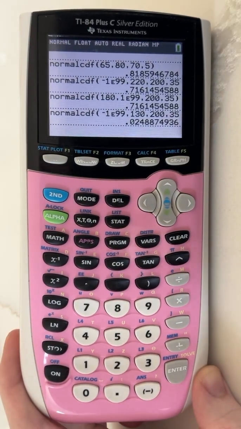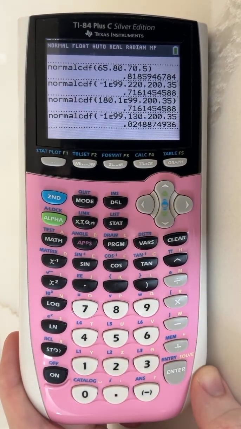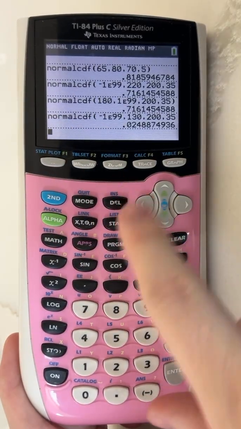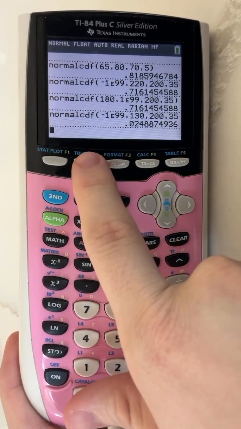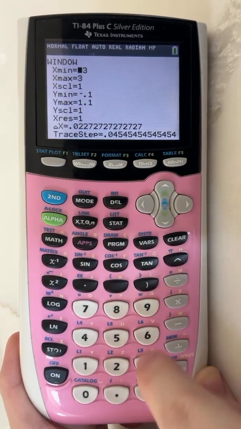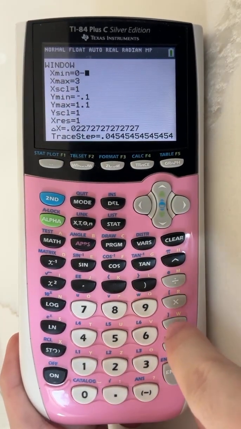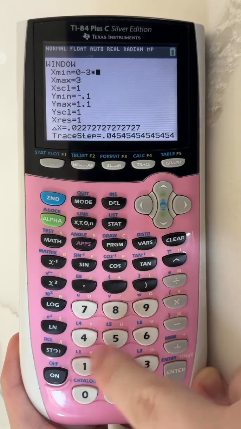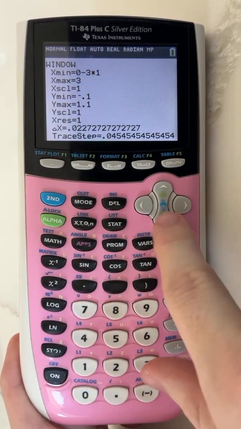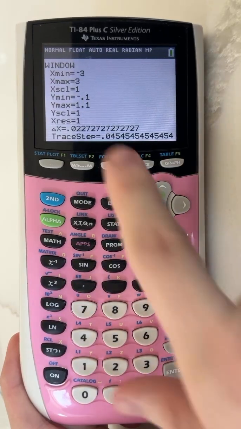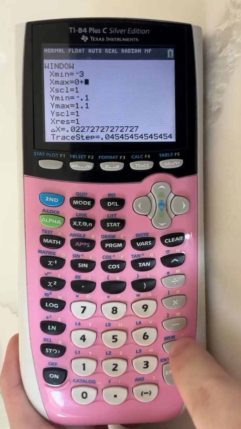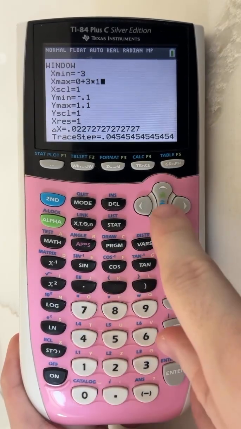Here's how to use the draw function on the TI-84+C calculator to see normal distributions. So first we'll need to set up our window. If you have a normally distributed variable, I recommend using an x-min of your mean minus 3 times your standard deviation. I'm just using the standard normal with mean 0 and standard deviation 1, for example.